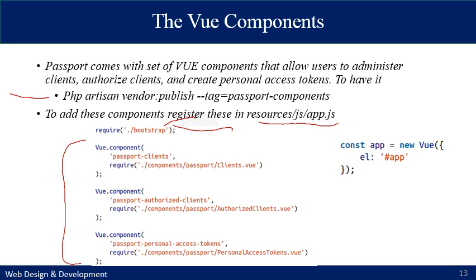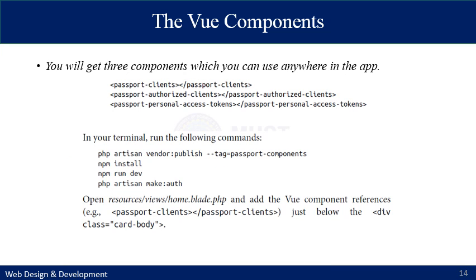First of all, it requires a bootstrap file, and you have the Vue components of the passport entity, which is located at components/passport/Clients.vue. Similarly, the other Vue components are passport authorized clients and passport personal access tokens. After you have installed the Vue components, you will get three components which can be used anywhere in the application. These are passport clients, passport authorized clients, and passport personal access tokens.